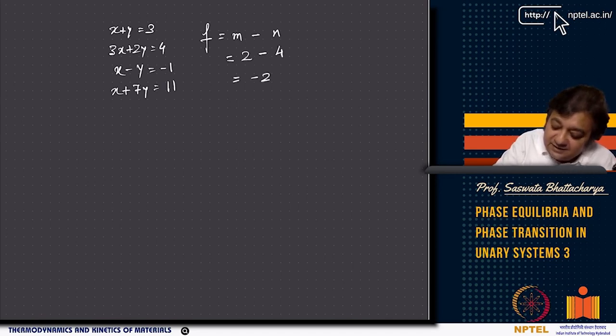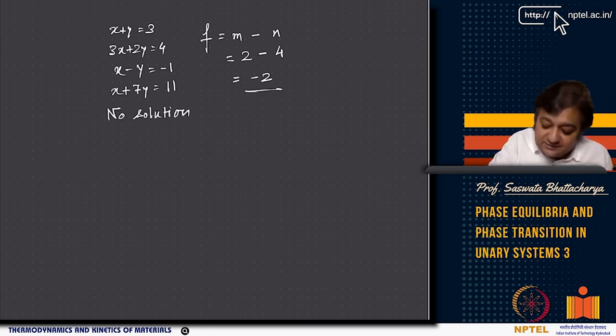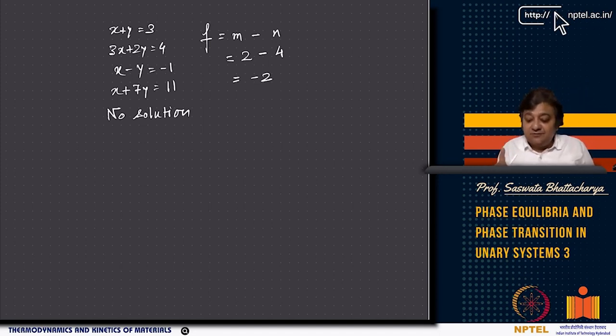Now, as you can see here, I can take any 2 equations and solve, but the solution may not satisfy the 3rd equation or the 4th equation. So in such a case, in an ordinary approach, if you do not use a least squares approach, there is no solution to it, right? There is no solution, and the degrees of freedom is minus 2, as you can see here. So when degrees of freedom is 0, then only you have a unique solution. Otherwise, you do not have a unique solution. Either you have infinite solutions or you have no solutions.